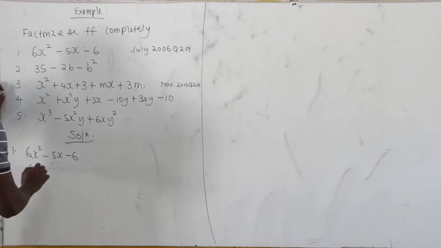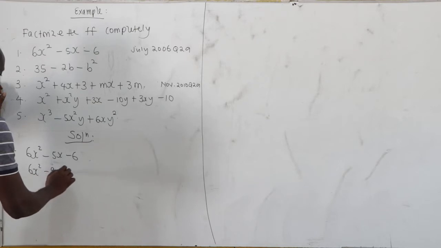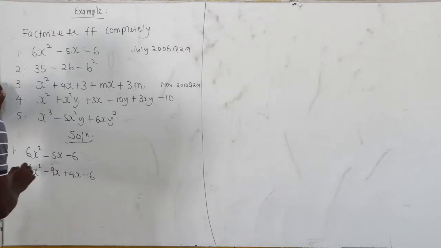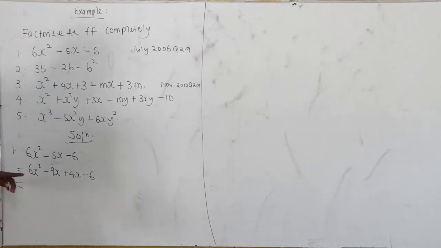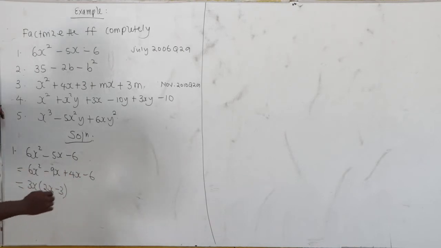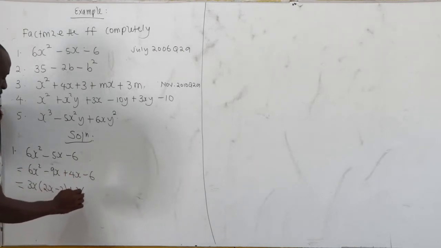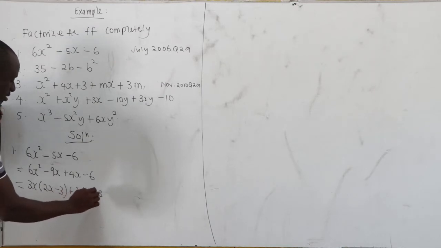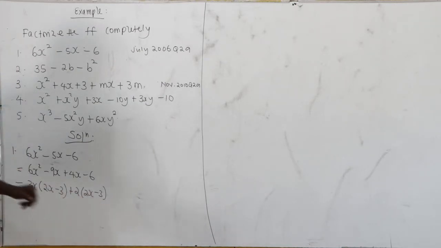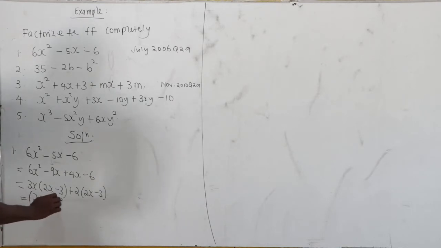So we have 6x squared minus 9x plus 4x minus 6. Now, what is common? 3x is common. So 3x out. What do you have? 2x minus 3. Now here, what is common? Clearly, 2 is common. So you have 2. What do you have left? 2x minus 3. So you can see 2x minus 3, 2x minus 3. Factorize the 2x minus 3 out. And what do you have? You have 3x plus 2.